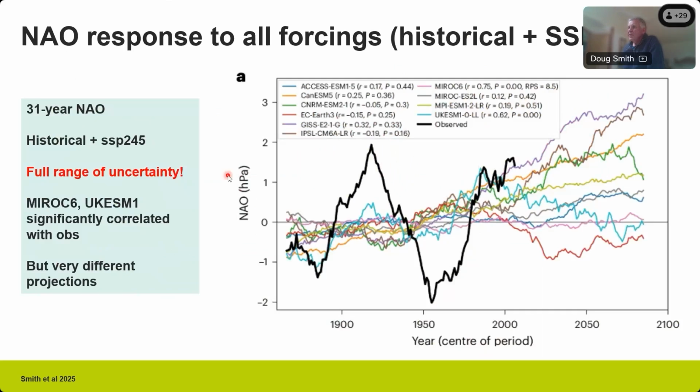So what we want to do is look at the future projections. So we need to include all the forcings for this. What this shows is some of the models for the historical simulations plus the SSP 245 projections. And you can see there's a full range of uncertainty here. Some of the models show an increase in the NAO, some show a decrease, some show little change. Some of them are significantly correlated with the observations over the historical period. MIROC 6 and UK ESM, these two in particular, are significantly correlated, but they do show very different future projections. This pink one is MIROC 6 and UK ESM is this light blue one.